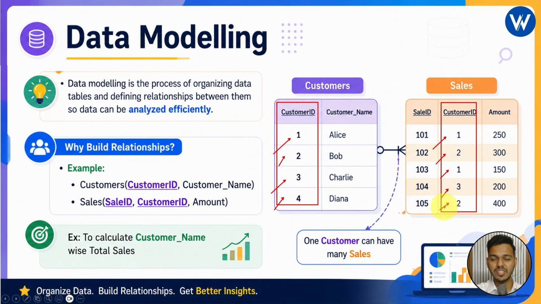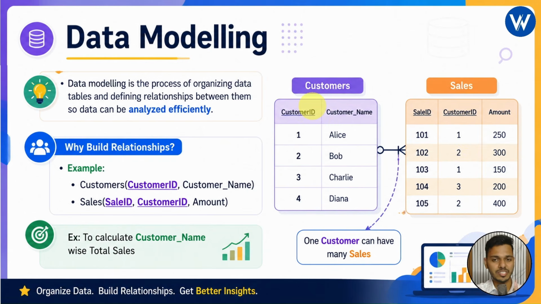As you can see clearly, customer ID in the customer table is a primary key and the customer ID column in the sales table is a foreign key. We will discuss further, you just need to understand the logic. After building the connection between the tables, only then can we find customer name wise total sales amount. I hope you guys understood the meaning of data modeling with this real life example.